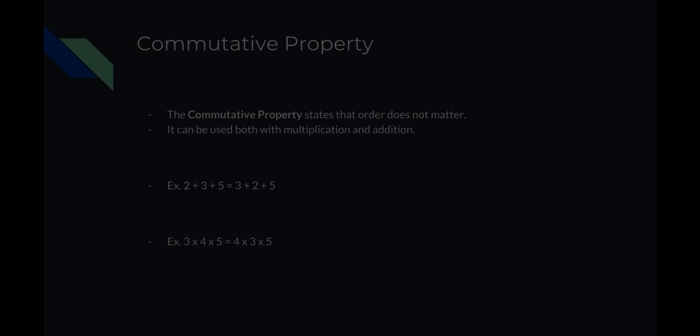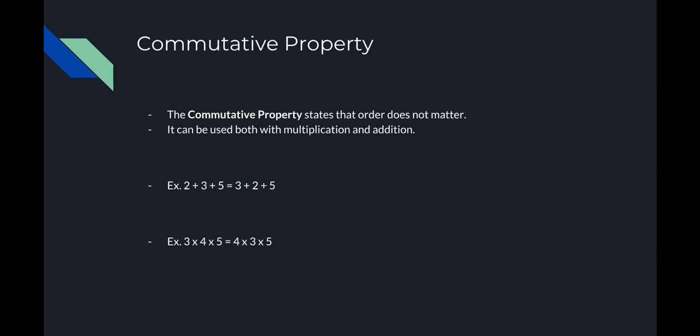The third property that I want to talk about today is the commutative property. This property states that order does not matter. It can be used with both multiplication and addition. One example of this is 2 plus 3 plus 5, which can be changed to 3 plus 2 plus 5 without having a different answer. Another example is 3 times 4 times 5, which can be switched to 4 times 3 times 5.